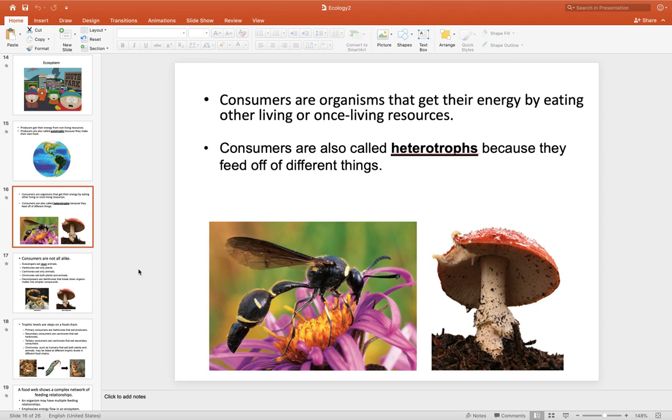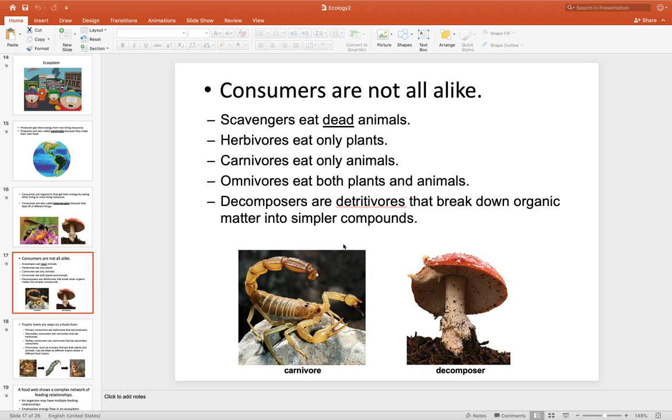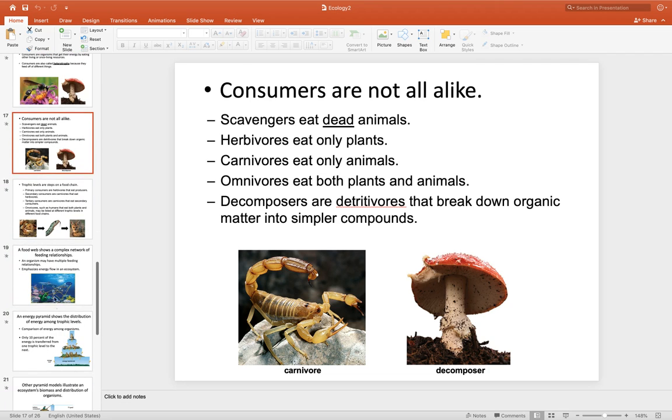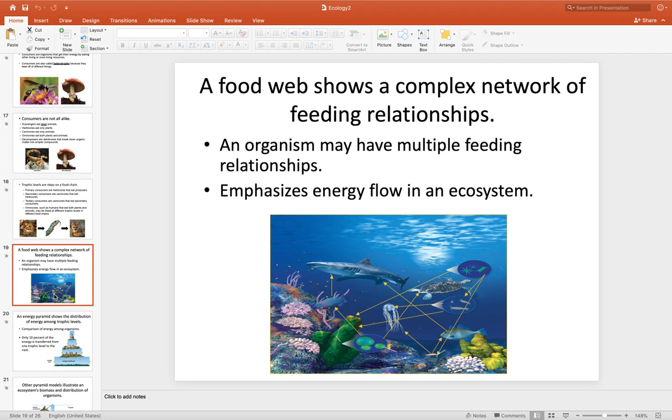And so all consumers are not alike. We have some that are scavengers that eat dead animals. We have herbivores that only eat plants, carnivores that eat only animals, omnivores that eat both plants and animals, and so on and so forth. Whenever you're considering your consumer and your feeding relationships, you have to consider that they may not only eat just one thing.